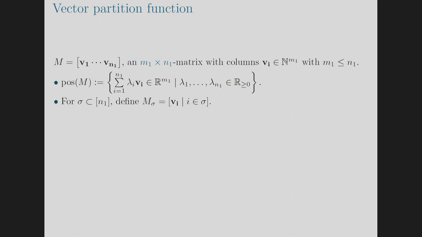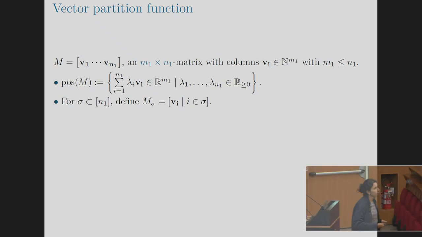Now I want to discuss this vector partition function. We are mainly going to use a structure theorem due to Sturmfels, and for that I need a couple of notations. Here this matrix M is given by this, where these v_i's are the columns of the matrix, and the polyhedral cone defined by these vectors is defined in this manner. And for any subset sigma of the set 1 to n, we denote the submatrix generated by the respective columns by M_sigma.